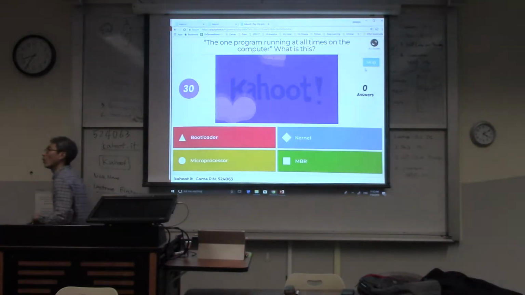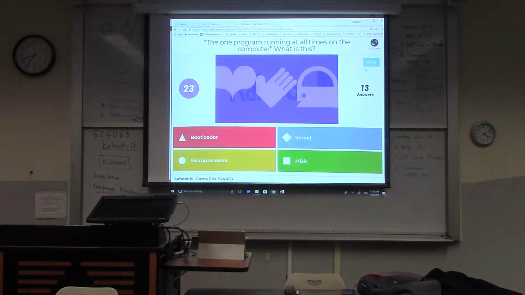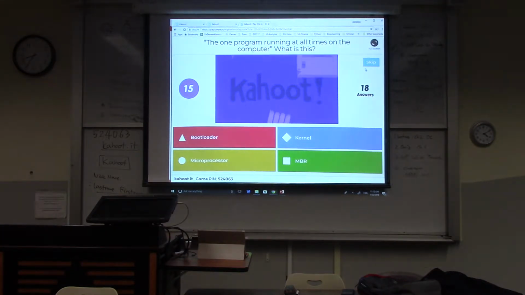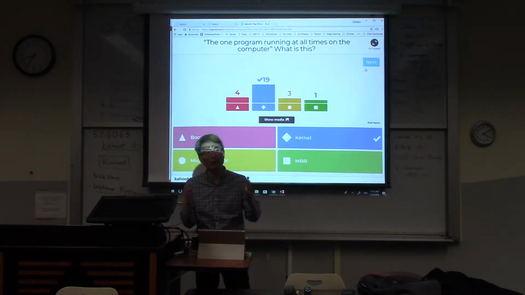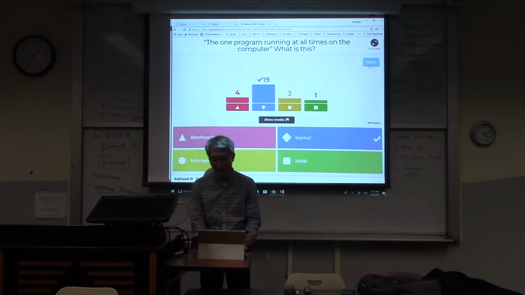The one program running all the time, from the start to the end, what is that program? Somebody considers this the operating system. Microview. That is the kernel. So the kernel is sometimes considered the operating system, a microview. But nowadays most operating systems include many other things in addition to the kernel. We will discuss today the current trend of the microkernel being as small as possible to provide flexibility.